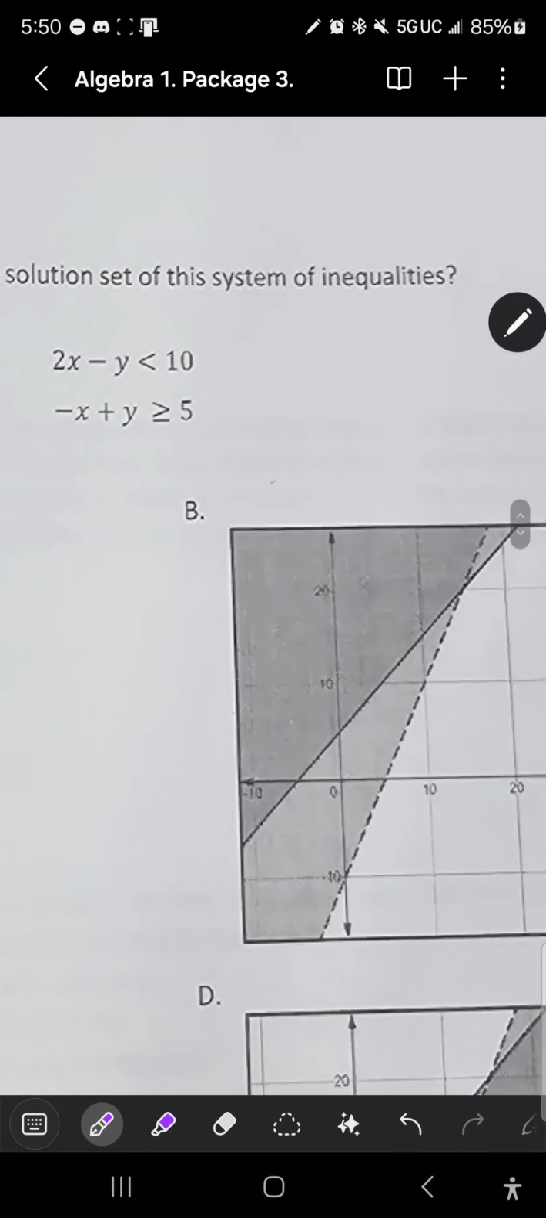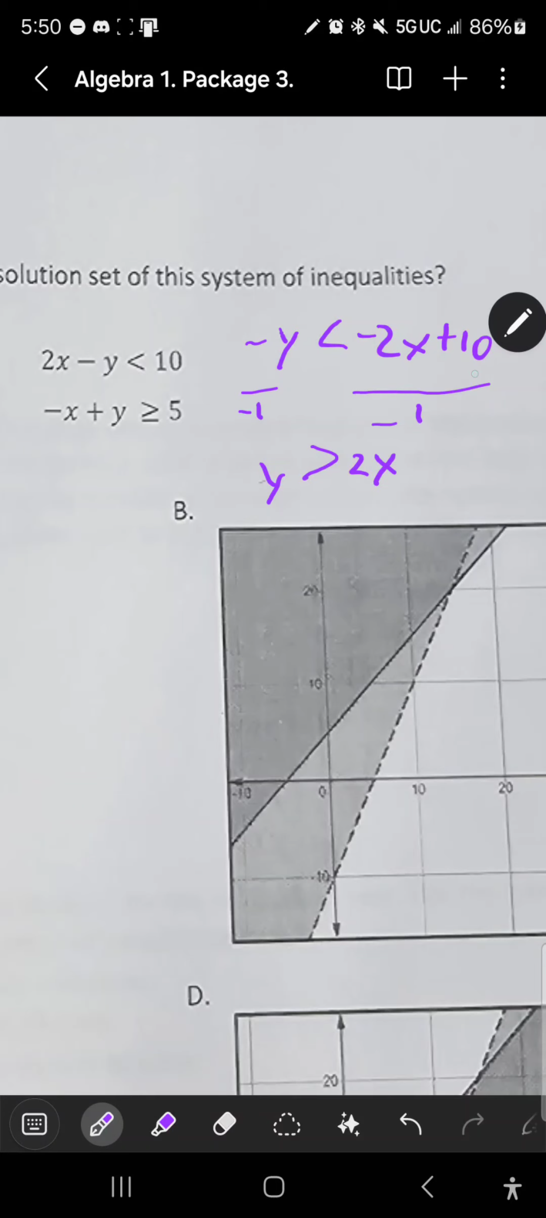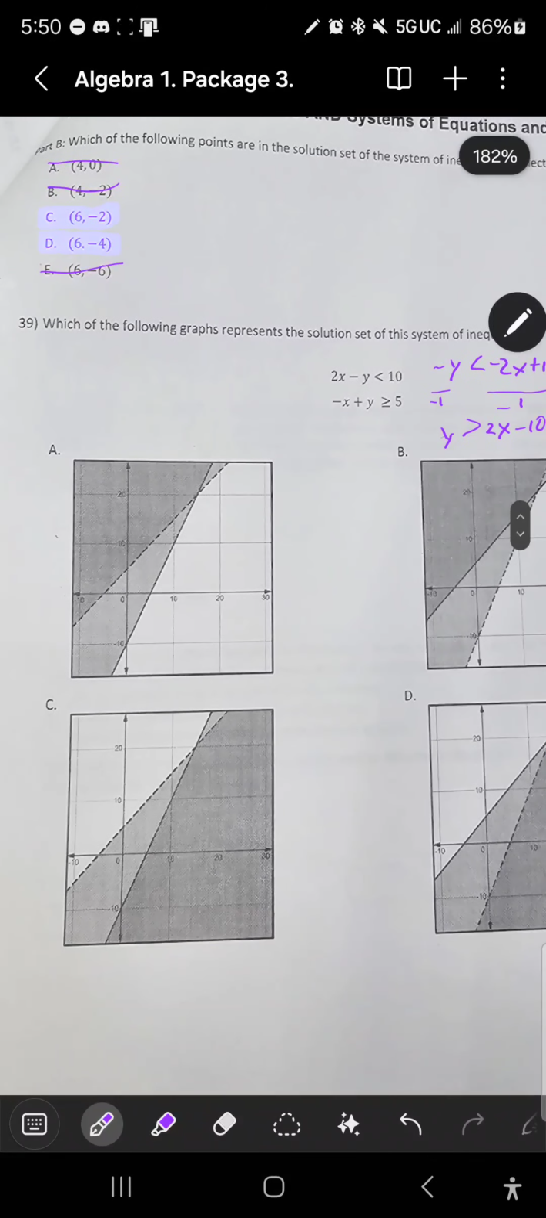So we subtract 2x, we get negative y less than negative 2x plus 10. Now we divide by negative 1. We get y greater than, because we divided by a negative number. 2 divided by negative 1 is positive 2. Now 10 divided by negative 1 is negative 10. Now the y-intercept is negative 10.